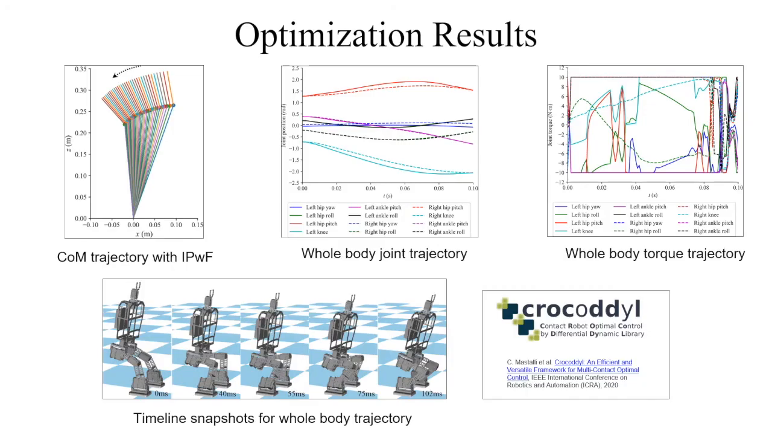This slide shows our optimization results. We use a DDP-like library called Crocoddyl to solve these problems. First, we solve the optimization problem with IPWF, and then we solve a second optimization problem with the whole body model. The center of mass trajectory with IPWF is shown in the left figure, and the right two figures show the solved trajectories of joint positions and joint torques with the full model. The bottom picture shows the timeline snapshot for the whole body trajectory.